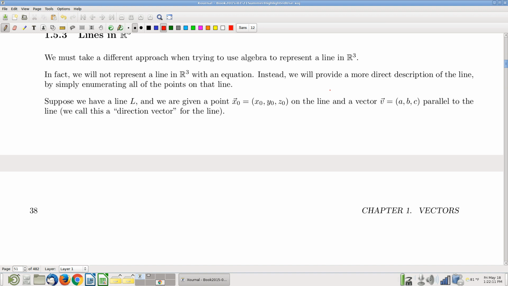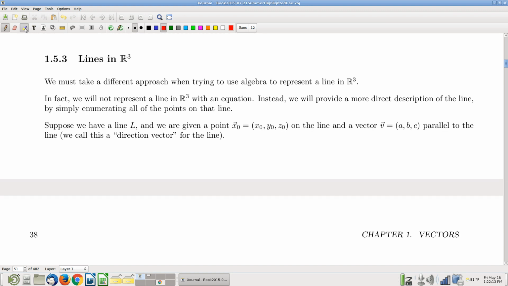Okay. What about lines in R3? We've talked about lines in R2. We've talked about planes in R3. But lines in R3, different story. There's a temptation to say, well, let's try to find the equation for a line in R3. If you think about it, it doesn't make sense. If you take an equation in R3, that's going to give you a plane. We just did that. So there can't be just an equation, really. Certainly not a linear equation.